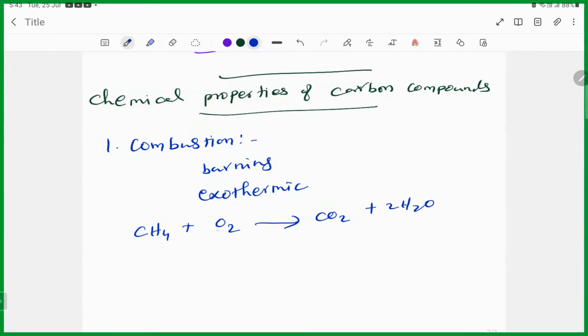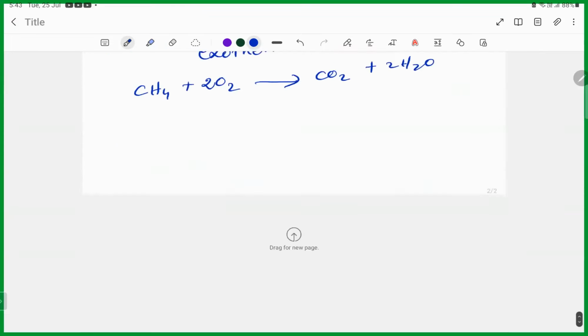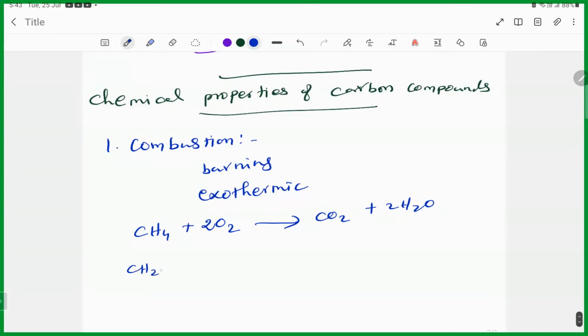So 2 oxygen, 4, then 2 O2. In case you are having ethylene, CH2 double bond CH2, when oxygen is added, it gives carbon dioxide, water plus heat. This much amount of heat is liberated. Then if you are balancing, 2 carbon is there, then it becomes 2 CO2.